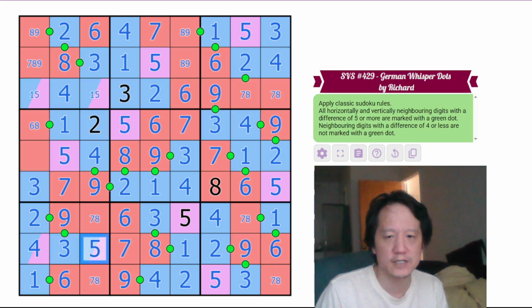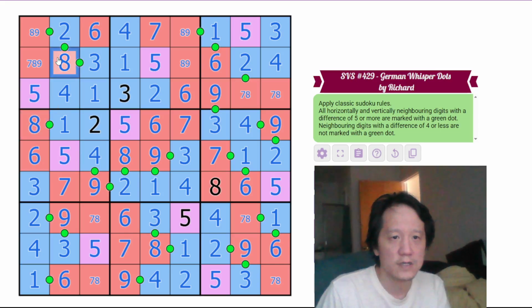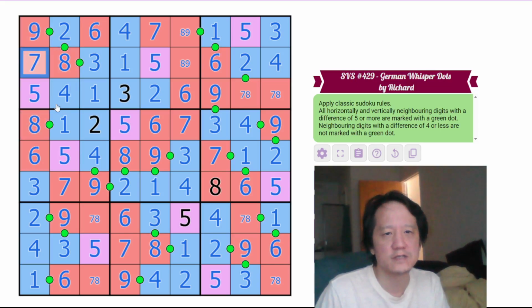This is not blue now, so this is pink. This is not pink. That forces this to be pink and that not to be pink. So this is a 1. This is 1. This is 5. This has to be 6. This is 8. 8 eliminates 8 here. It's 9 and 7. 9 eliminates 9 here. It's 8 and 9.